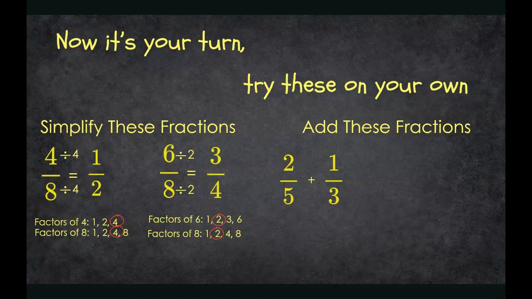So I'm going to divide 6 and 8 by 2, and I'm going to get an answer of 3/4. 6 divided by 2 is 3. 8 divided by 2 is 4. So 6/8 reduces or simplifies to 3/4.